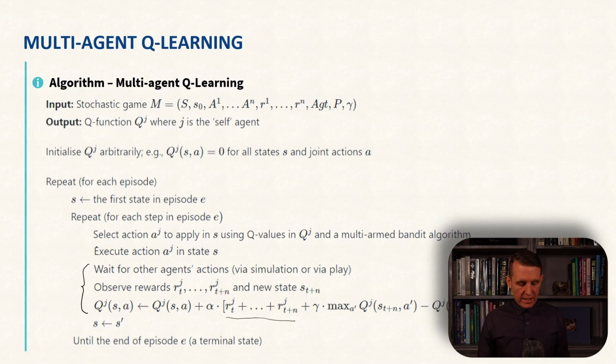So this is effectively exactly the same as Q-learning, except instead of executing action A and then observing the new state, we have to wait for all the other agents to play their move, observe that state, and then use the rewards that we received along that path to update our Q function.